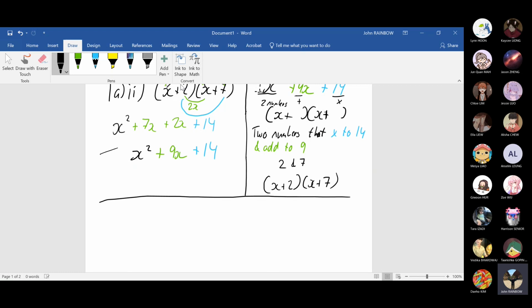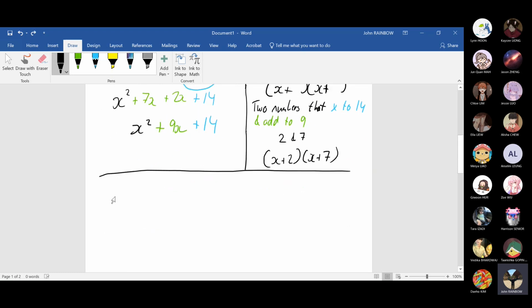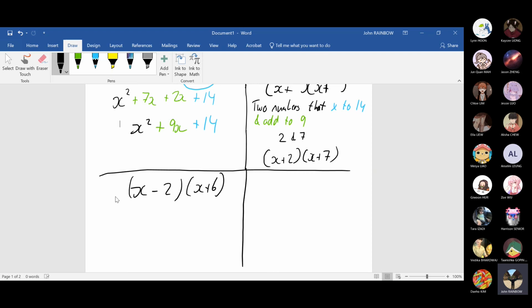All right, the next one we're going to have a look at is x minus 2, x plus 6. And this is going to be the same thing, all the way down. We're going to expand these. So quickly expand these for me. I hope you're getting pretty quick at it.